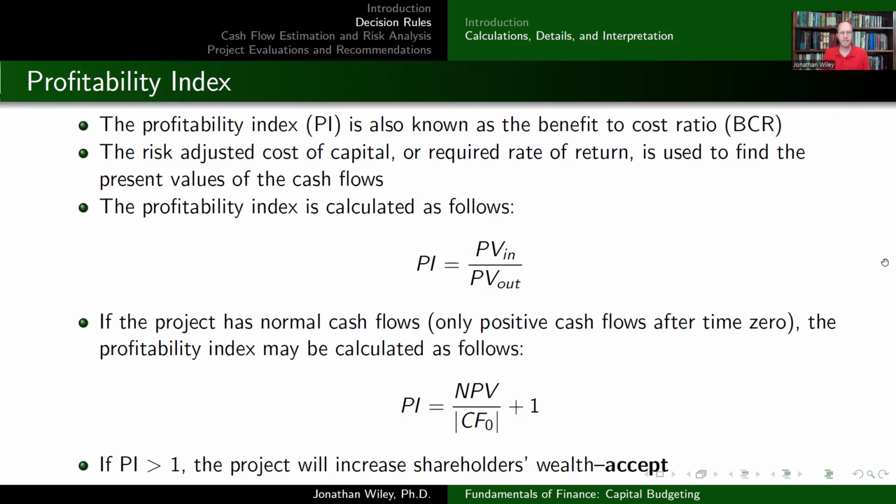There's the profitability index. Now, if the project has normal cash flows, and what I mean by that is we spend money at time 0 and then it's only positive cash flows after that, then you can calculate the profitability index by taking the net present value, dividing it by the absolute value of the initial outlay, and just adding on 1. Okay, so let's take a look and see how this works.